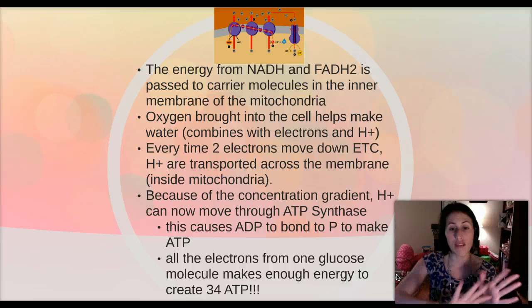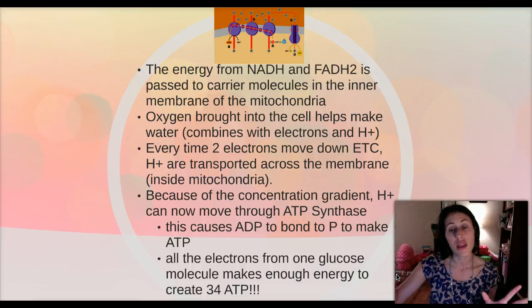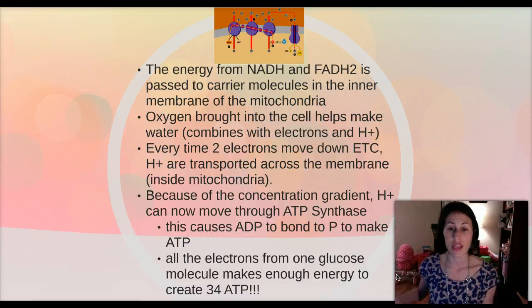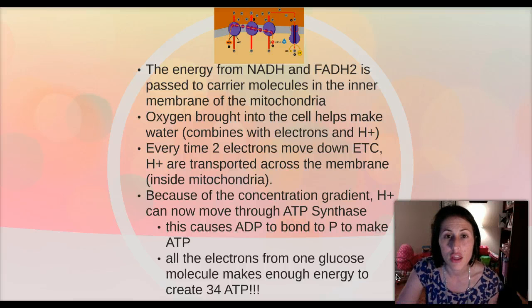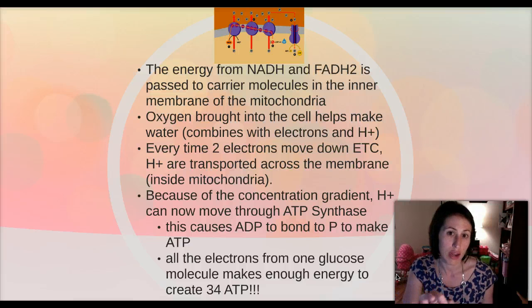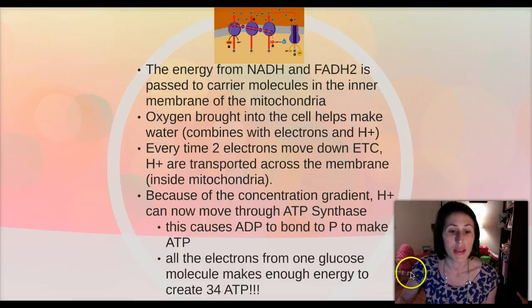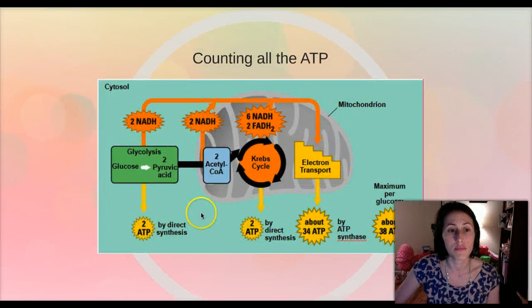And because now we have a high concentration gradient of the hydrogen ions inside the membrane, it can be used to move through the ATP synthase. This causes the ADP to bond to a phosphate, and it makes ATP. All the electrons from one glucose molecule make enough energy to create 34 ATP. So for every itty-bitty glucose molecule that's broken down in the presence of oxygen, it makes enough to make 34 ATP, and I'm going to show you exactly how that happens, okay?